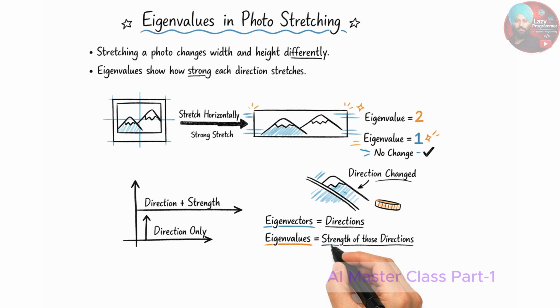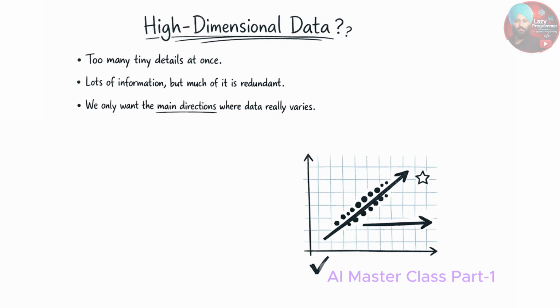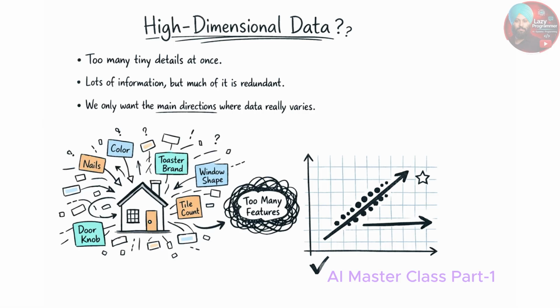Now we know what eigenvectors and eigenvalues are. Now we need to understand why these matter in machine learning. Real world data is messy and high dimensional. In simple terms, high dimensional means you are looking at way too many details at once. Like you are trying to describe a house using its color, the number of nails on the floor, the brand of the toaster, or maybe 1000 other tiny details.